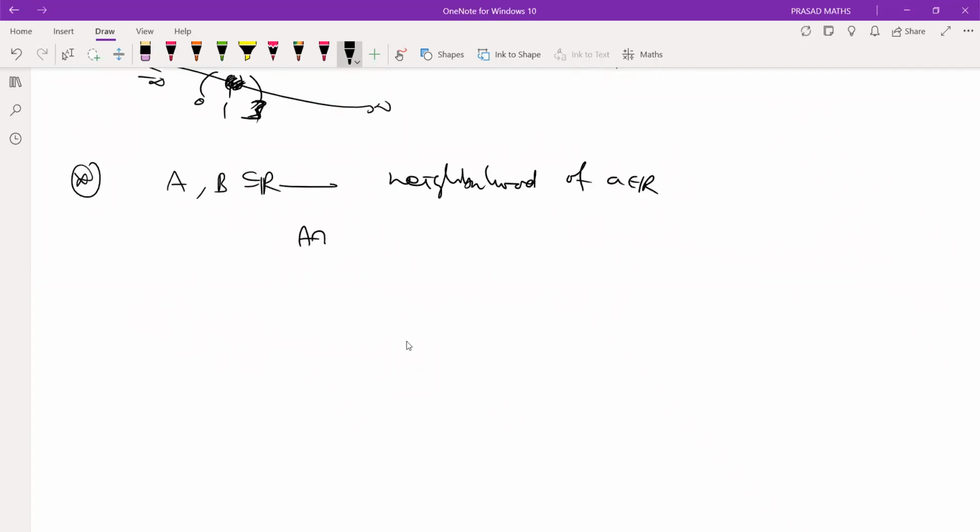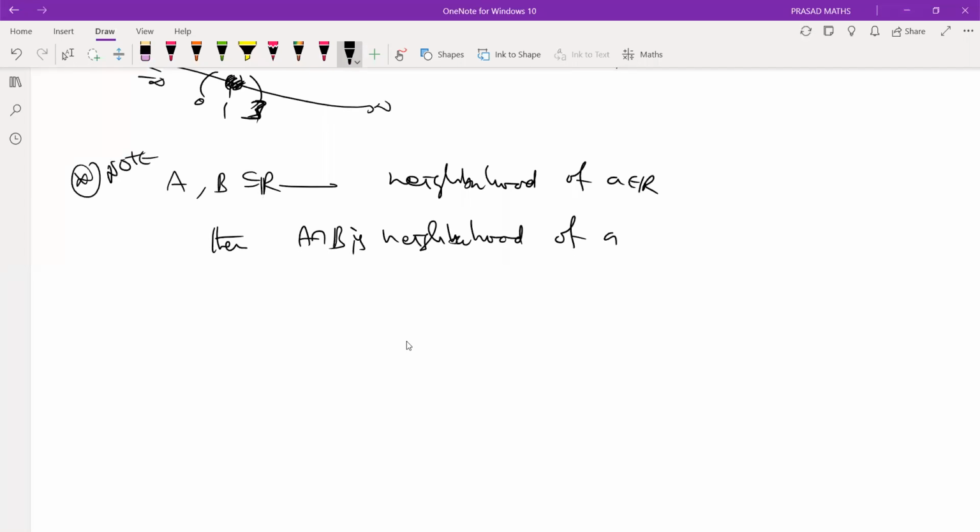So does it mean that the intersection is also a neighborhood of a point A? Yes, sir. So that means if A and B are neighborhoods of a point A, then automatically this intersection is also a neighborhood of that point. Right? The intersection is also a neighborhood of this point. This is also an important notice.